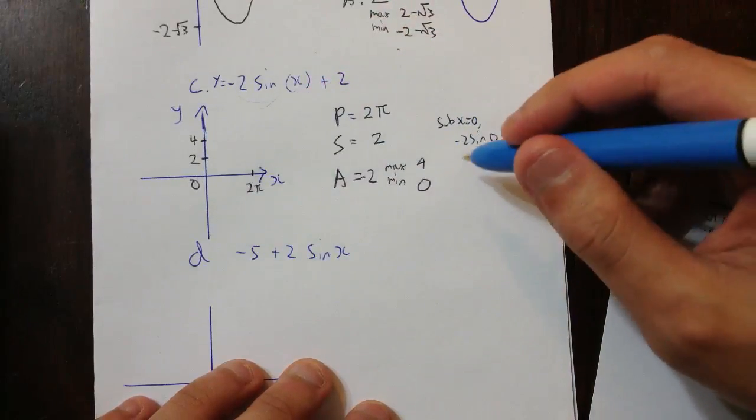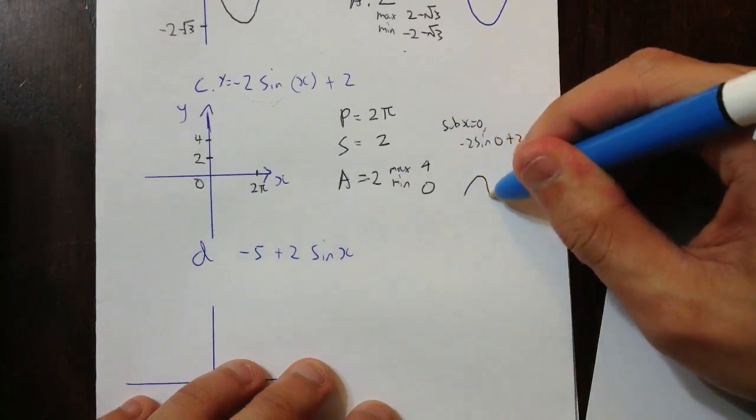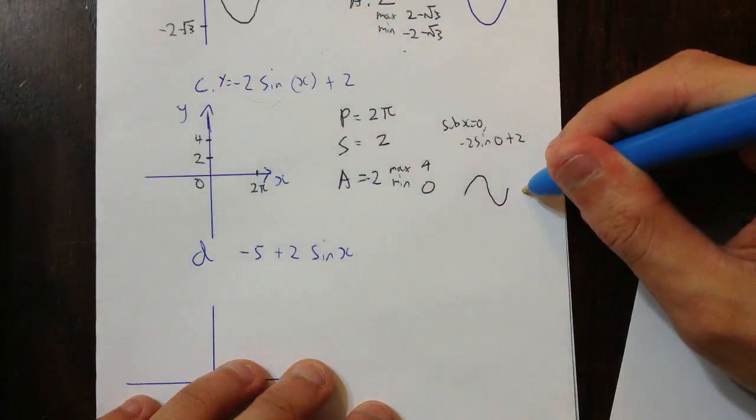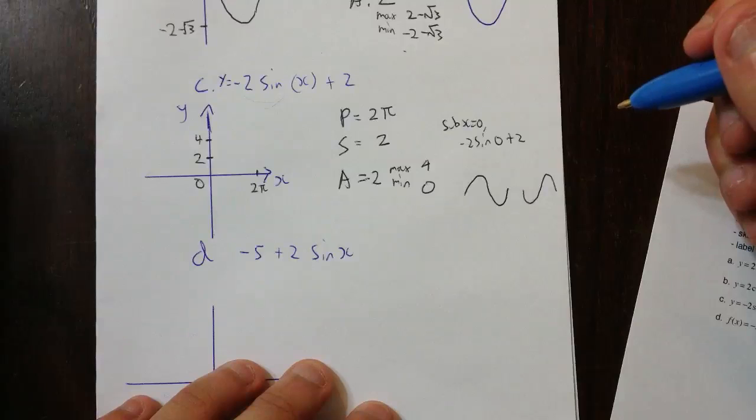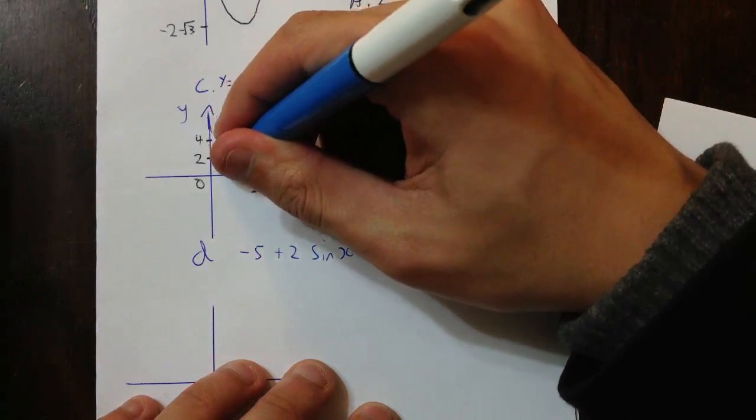Now we need to know what it looks like. You can put it in your calculator, but I like to do it like this. Sine looks like that. This is minus sine, so it's going to look like this. Okay, it's going to be upside down. Okay, and now we're going to draw this in.